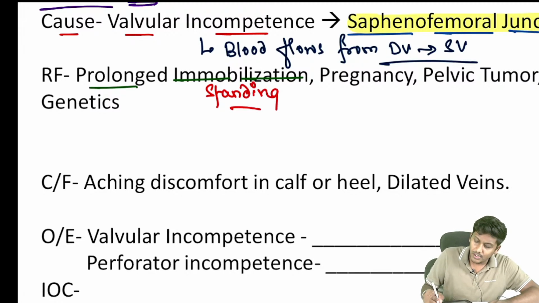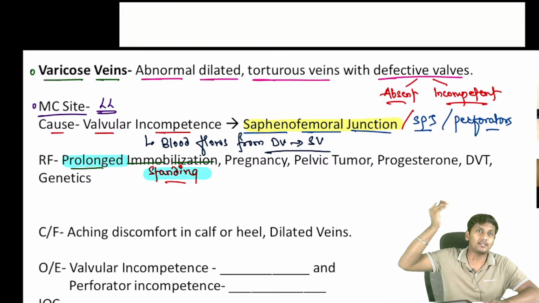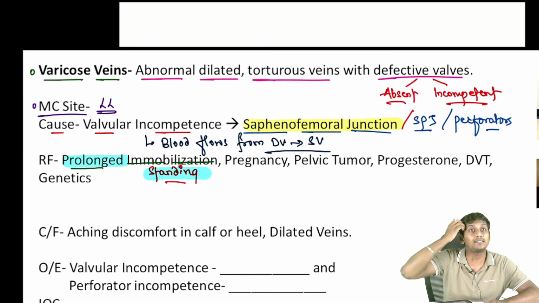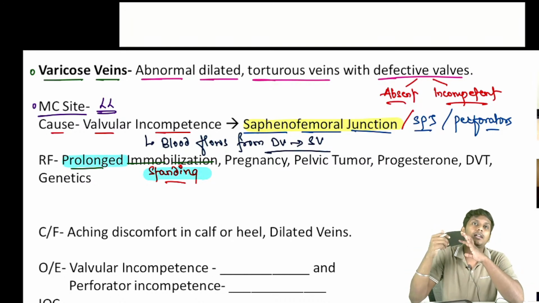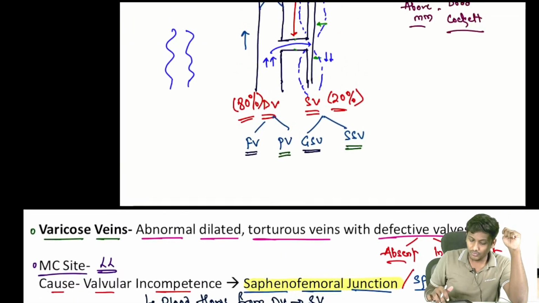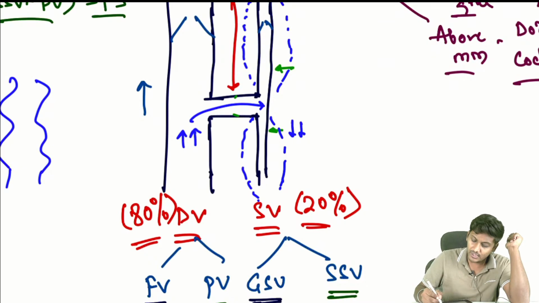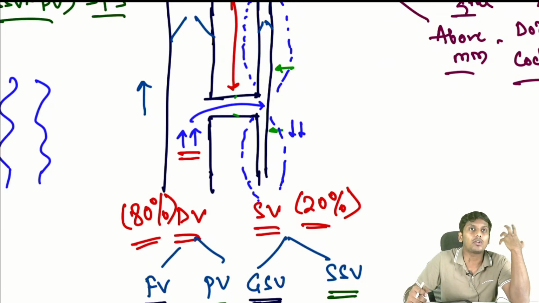Prolonged standing. Why? Because if a patient is standing for a very long duration of time, for example, teachers, surgeons usually, or housewives, who also stand for a very long duration of time. In them, what is going to happen? If they stand for a very long duration, the pressure inside the deep veins is going to rise.